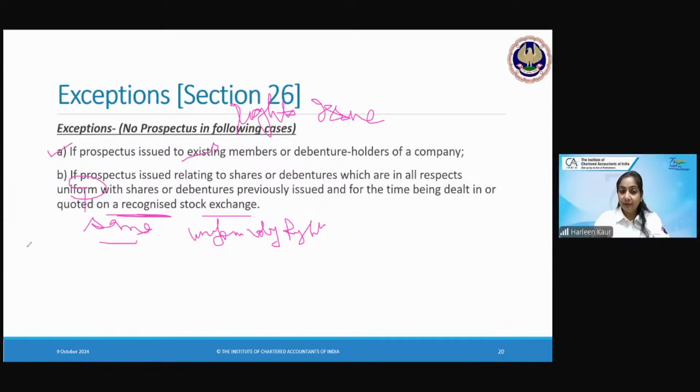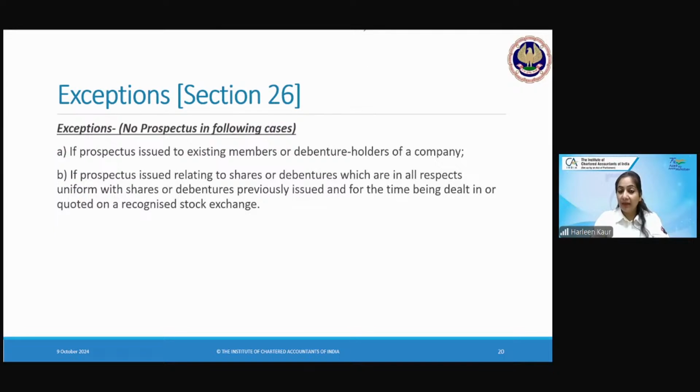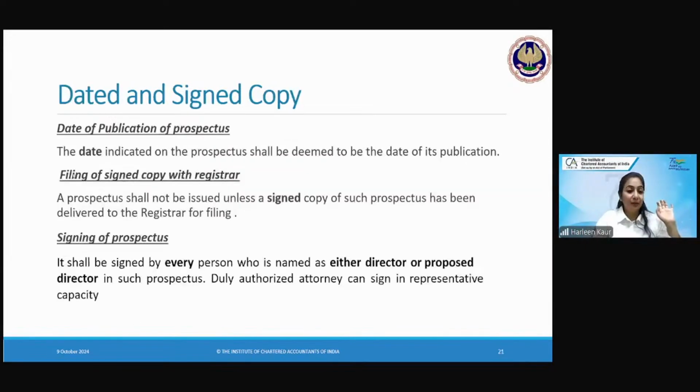Is that clear? I hope you all are with me at the same page. So we are doing contents of prospectus. We have done first 5 contents. We have understood expert statement. We have understood 7th point, when prospectus is not required to be issued. Let's move further. So dating and signing.